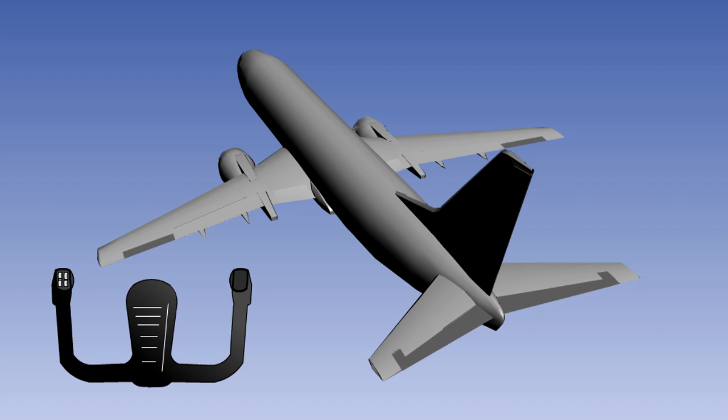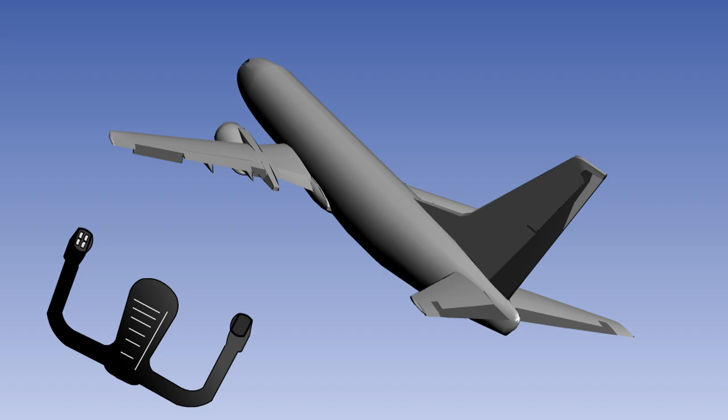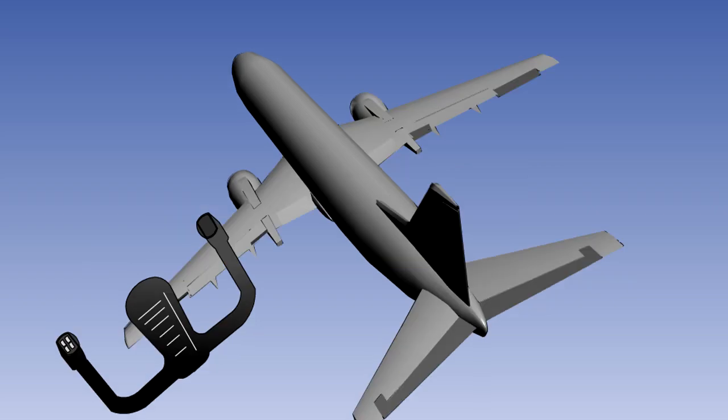Movement of the control column or yoke is instinctive. If the pilot wishes the aircraft to roll right, the yoke is rotated right. Rotate the control to the left, and the aircraft will roll left.